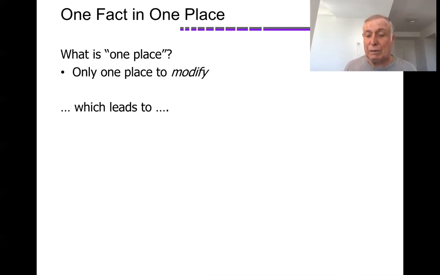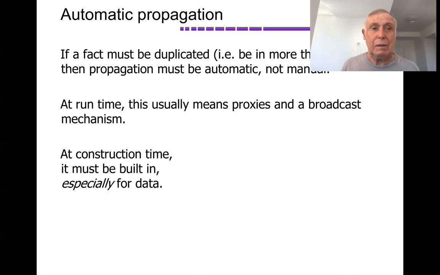Only one place to modify. What does that mean? Well, what it means is that if a fact has to be duplicated, that is to say, in more than one place, then that propagation needs to be automatic and not manual. It's simply too expensive. Moreover, it is simply far, far too error-prone. You can't do it. Now, at runtime, what that usually means is specific kinds of architectures, including proxies and broadcast mechanisms and all that kind of stuff.